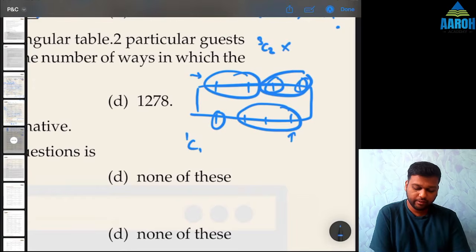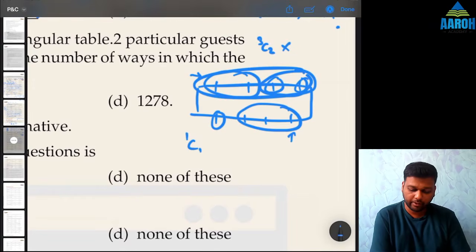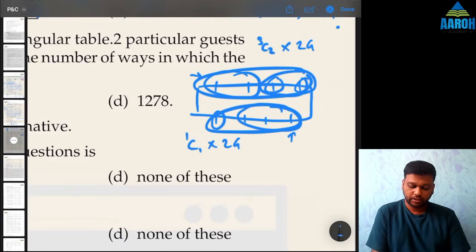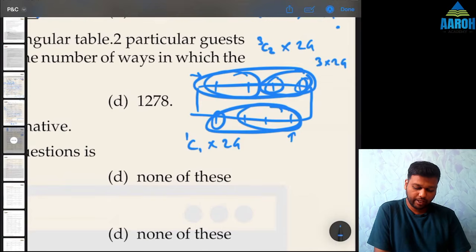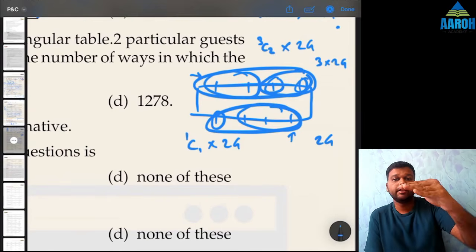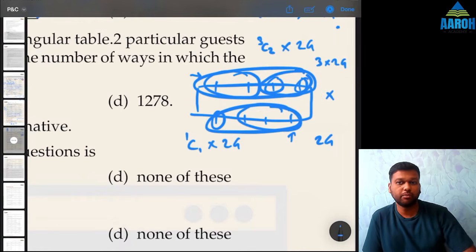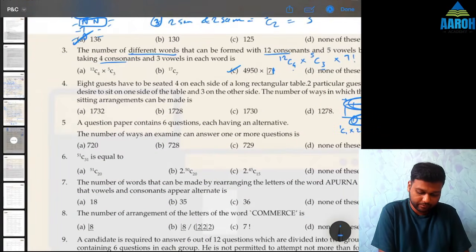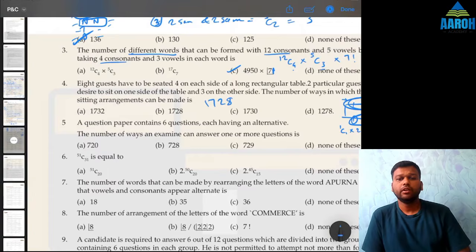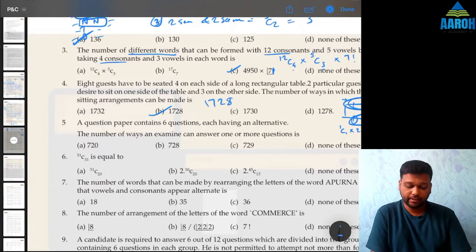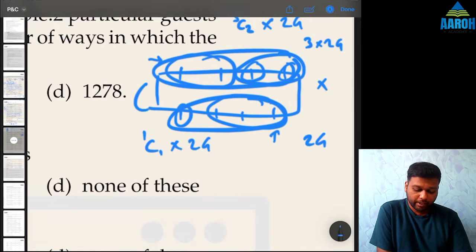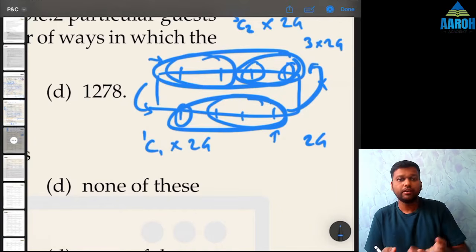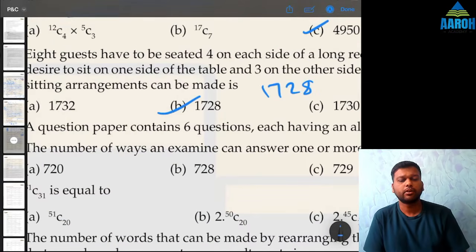And then we have to arrange these 4 people among themselves. So 4 factorial, 24. And we have to arrange these also. So 24. So that is going to be 3 into 24. And this is going to be 24. And we have to arrange this side and this, so we have to multiply. So this will be 3 into 24 into 24, which is 1728. Now this is the answer B, but ideally, if we assume that 2 people can be on this side and 3 people can be on this side, then the answer will be 1728 plus 1728, but that is not in the options. So obviously this is the answer, option B.